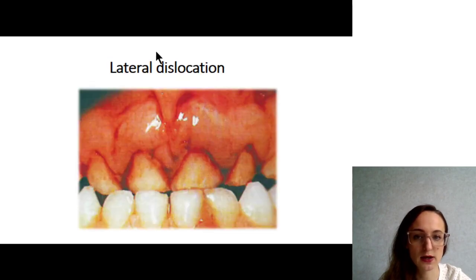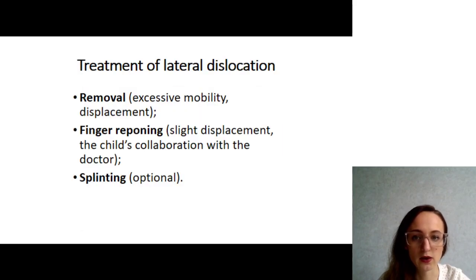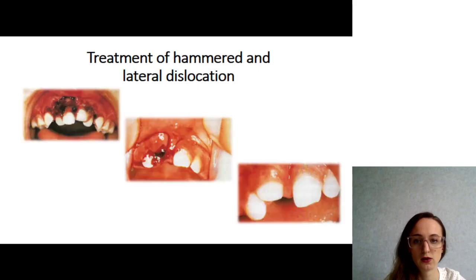So it is a lateral dislocation. Then treatment: it is repositioning, finger repositioning and splinting. So, treatment of hemorrhage and lateral dislocation. Please look, trauma, the second step, and result.